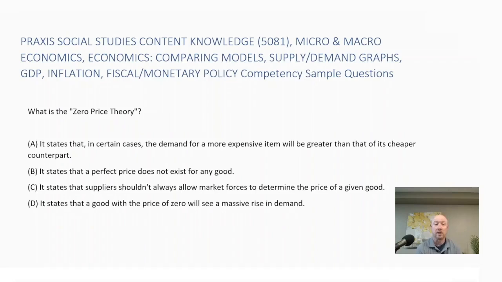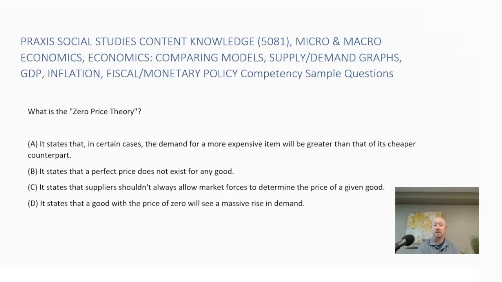What is the zero price theory? Is it A, it states that in certain cases the demand for a more expensive item will be greater than that of its cheaper counterpart? B, it states that a perfect price does not exist for any good? C, it states that suppliers shouldn't always allow market forces to determine the price of a given good? Is it D, it states that a good with a price of 0 will see a massive rise in demand?